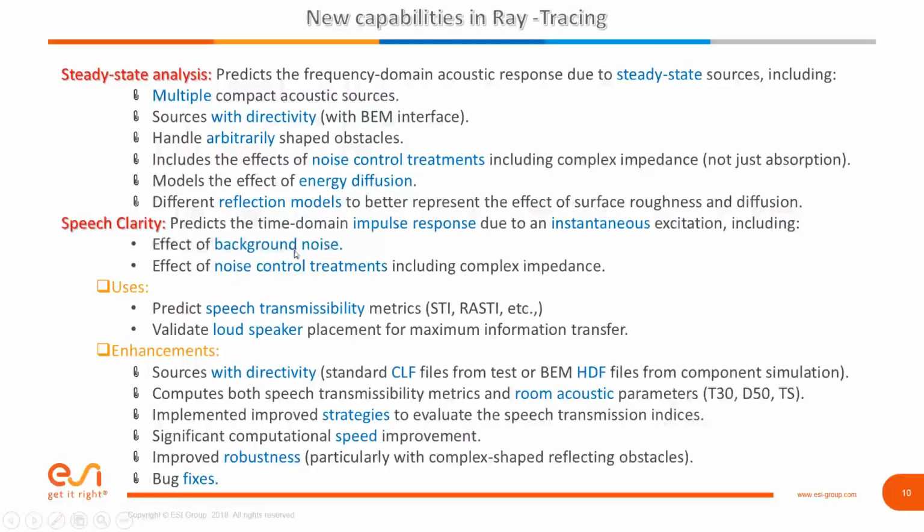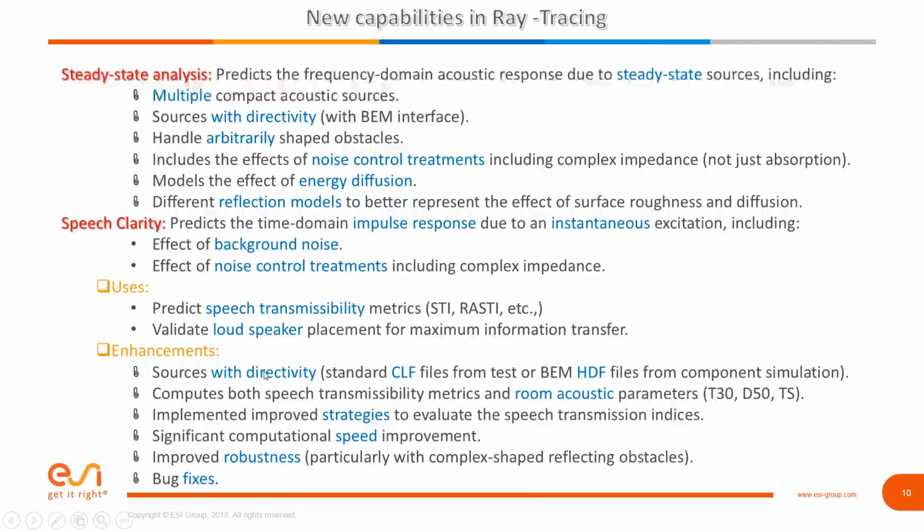Speech clarity is an enhancement of the previous tool. Again, you can have multiple sources with directivity now. We can account for background noise through SEA. Same thing for noise control treatments. And we can predict speech transmissibility index, the rapid version, the regular version, decay rates, ratios of direct and reflected sound. We can validate loudspeaker placement. We can show if infotainment systems or people talking will be properly heard in a car or a vehicle of any sort, and show how changes to speaker placement or sound package trim can improve and meet the target.